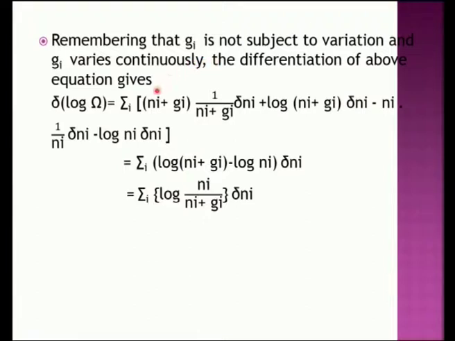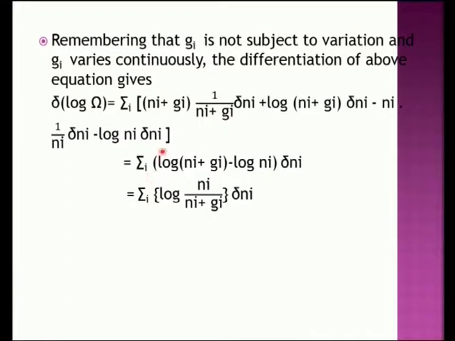The differentiation of the above equation gives this equation. If you differentiate this, you will get delta of log omega is equal to the summation over i of (ni plus gi) into 1 by (ni plus gi) into delta ni, plus log of (ni plus gi) into delta ni, minus ni into 1 by ni delta ni, minus log of ni delta ni. Here this delta sign denotes the variation in all the quantities. After simplifying this expression, we get delta log omega, that is the differentiation of log omega, is equal to the summation over i of log of (ni plus gi) minus log ni into delta ni. So, the summation over i of log of (ni plus gi) over ni delta ni.